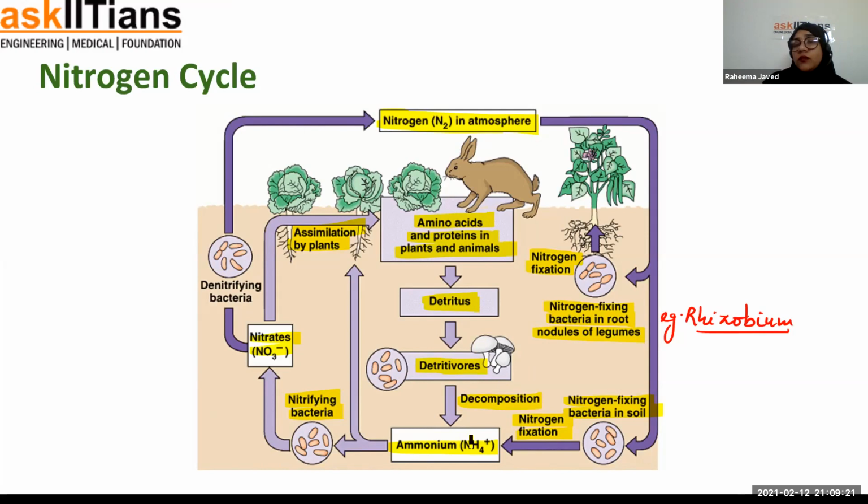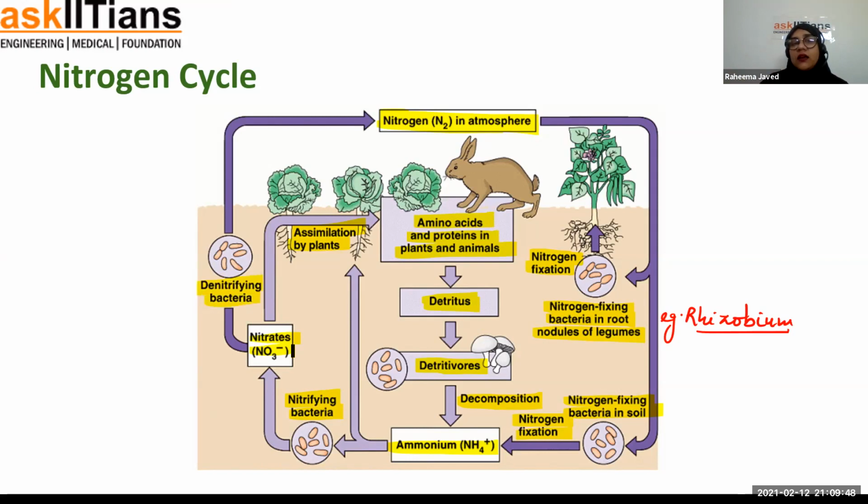As more and more ammonium is produced by the decomposition process, this ammonium can be converted into nitrates, and the cycle will again begin. These nitrates will be used up by the plants. Plants will synthesize proteins, they will be taken up by the animals, again they will die, and the cycle will continue. You can also see one process, that is denitrification.